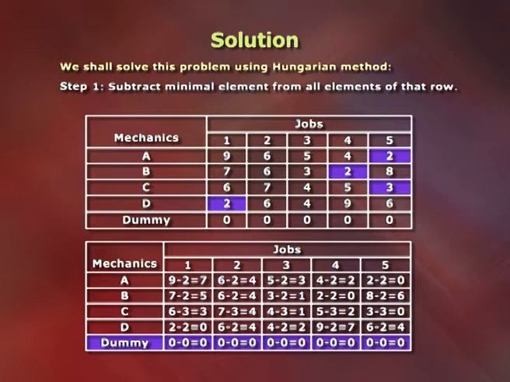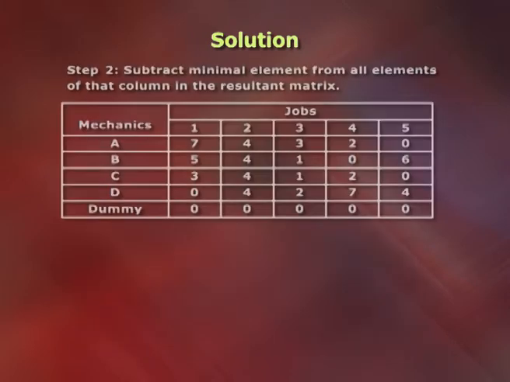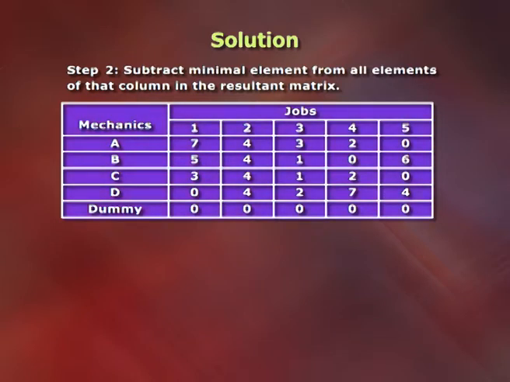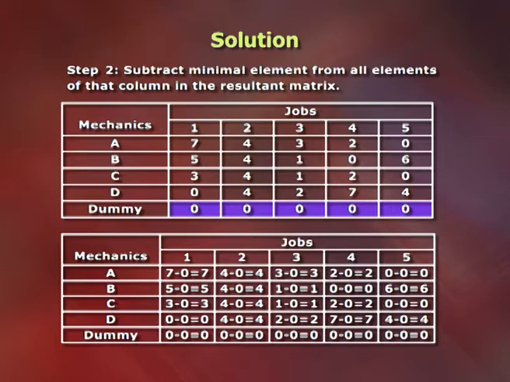So, we get a new table that is given below. Step 2. Subtract minimal elements from all elements of that column in the resultant matrix. This is the resultant matrix of step 1. Now, you can see in column 1, the elements are 7, 5, 3, 0 and 0. So, minimum is 0. Similarly, for column 2, minimum is 0. Column 3, column 4, column 5, all have minimum element 0. So, subtracting 0 from all the elements of columns and we get new table that is given below.